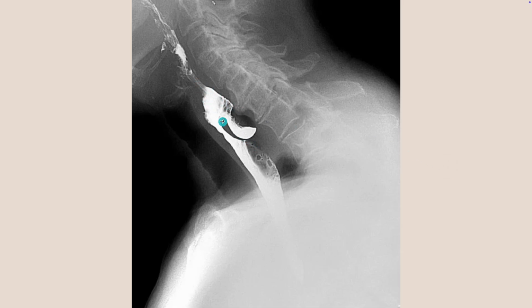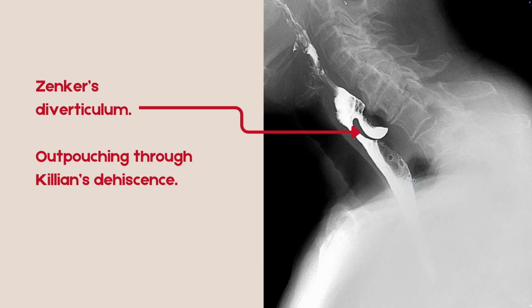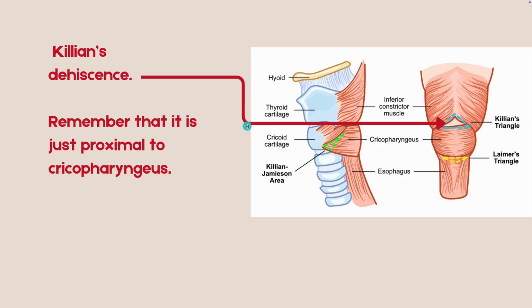So this is another condition which can present with dysphagia and regurgitation. This is a Zenker's diverticulum, and it outpouches through Killian's dehiscence. Something that MRCP likes asking is what is the muscle associated with Killian's dehiscence? It's proximal to the cricopharyngeus muscle, right? So this is Killian's triangle or Killian's dehiscence, and this is where the esophageal herniation, the diverticulum, happens through.